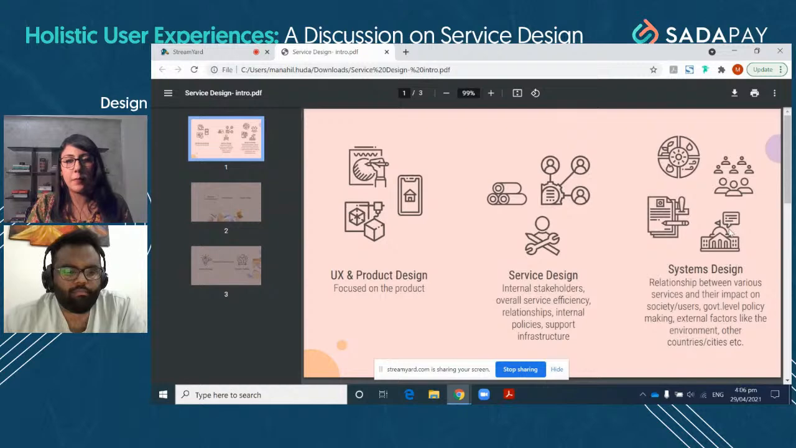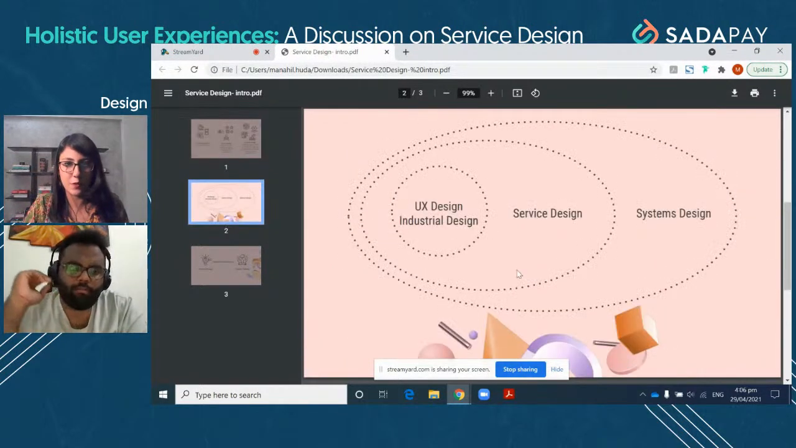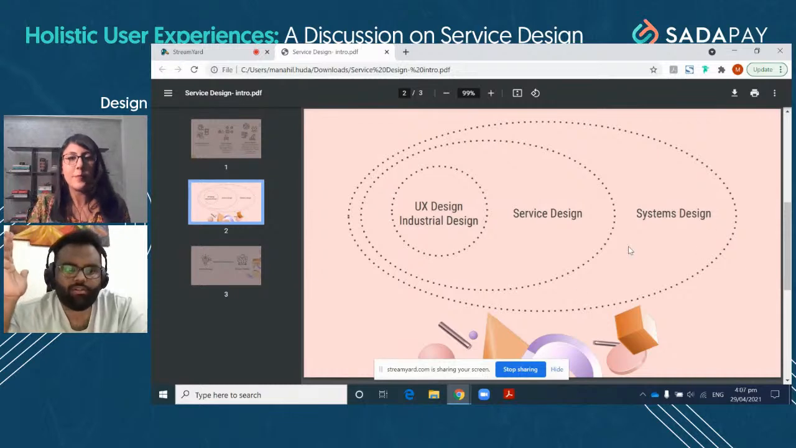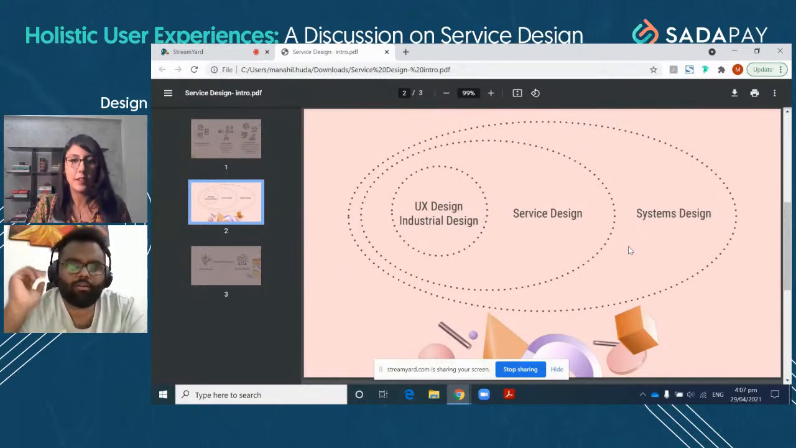But in systems design, a lot more things come in, like the relationship between other fintechs like SadaPay and the bank, and the State Bank, and the government's overall policies, and then other fintechs around the world. What are they doing? So all of that is a much larger picture. So I hope this helps, and I have another visual as well.